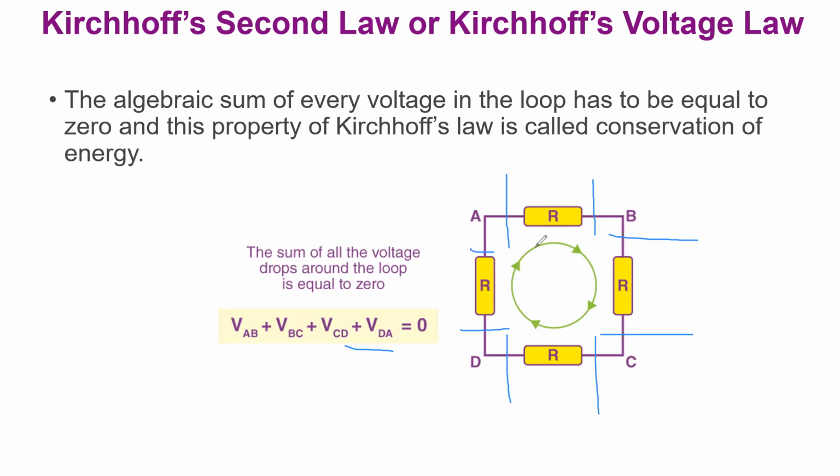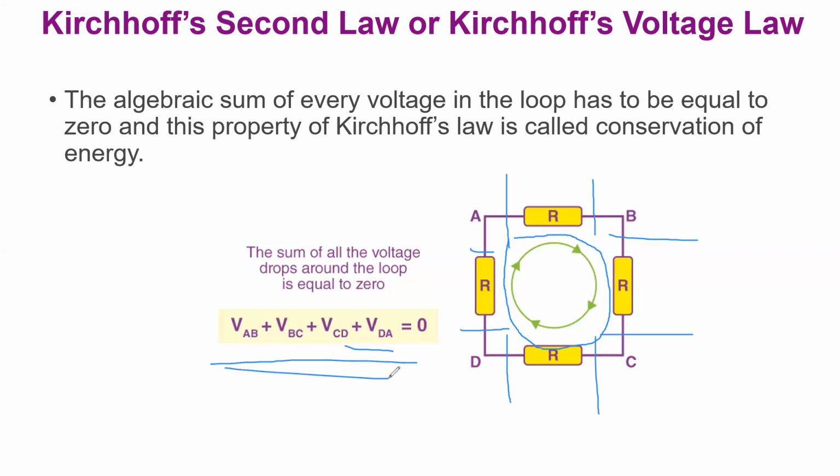Note this loop: the current should flow in the clockwise direction or in the counterclockwise direction. The direction of the flow of voltage should be in this direction, see? Or otherwise it should be in the counter direction. If the direction changes, this formula will not obey.